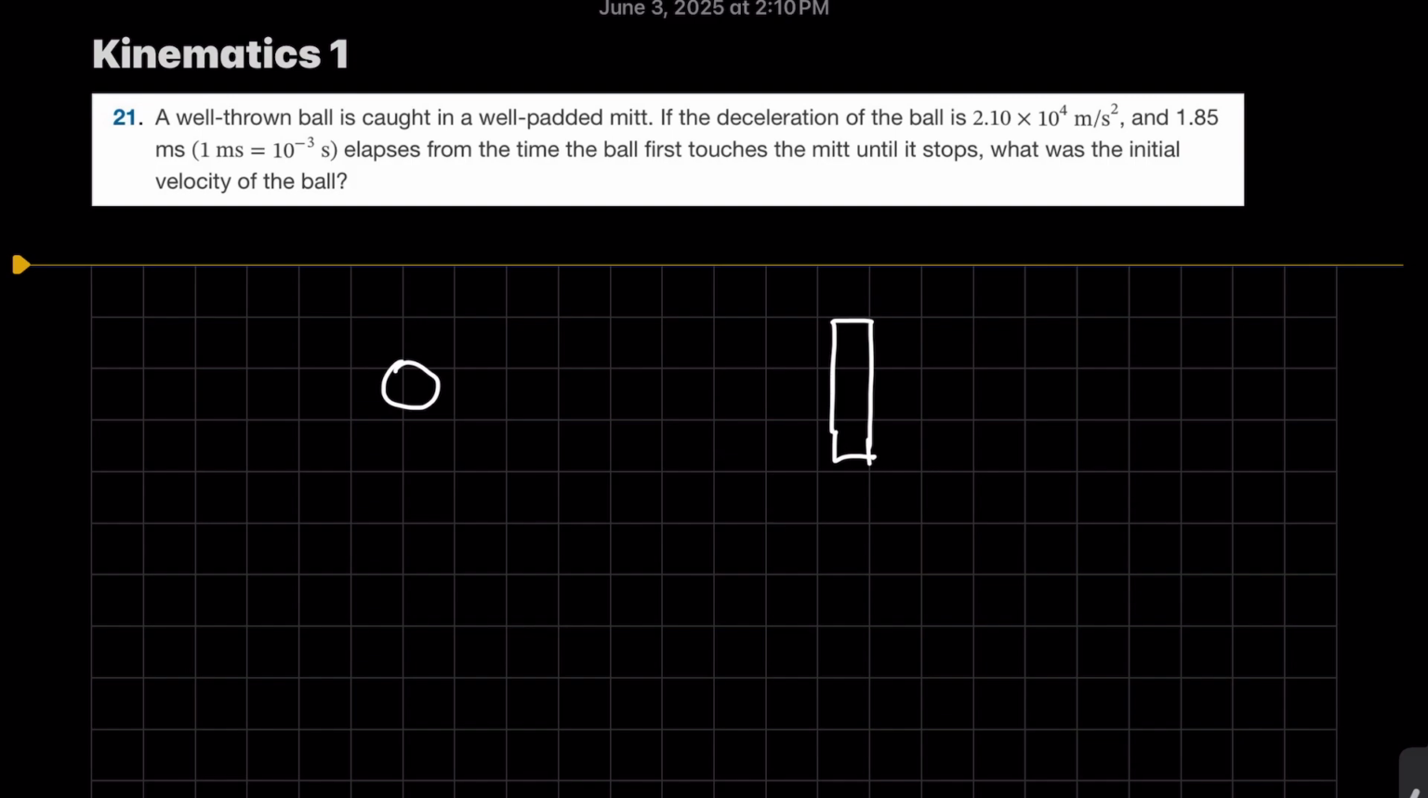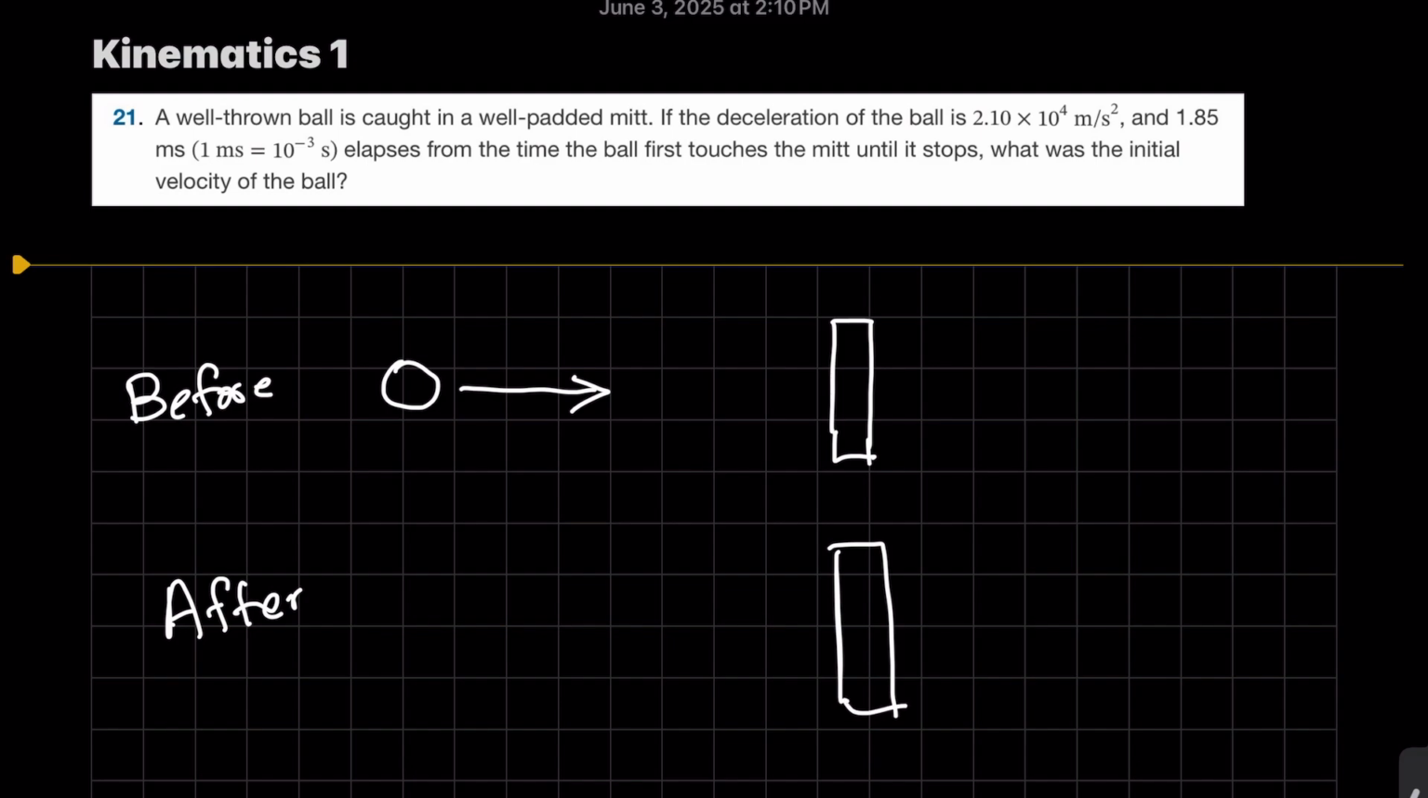So you might put some details like, there's a ball and it's moving that way, and it's eventually going to hit the mitt and the ball is going to be stopped. So maybe you want to do a before and after. You can write a before and after. What happens is, let's say the mitt's still there and the ball's now stopped, right? Because the mitt person caught the ball.